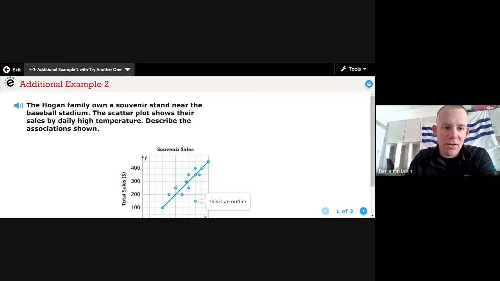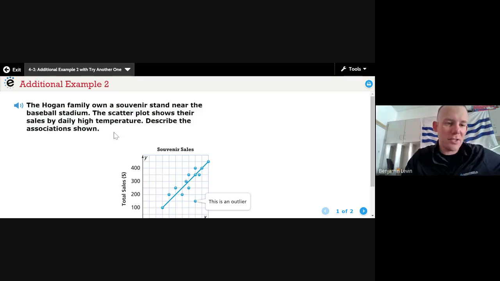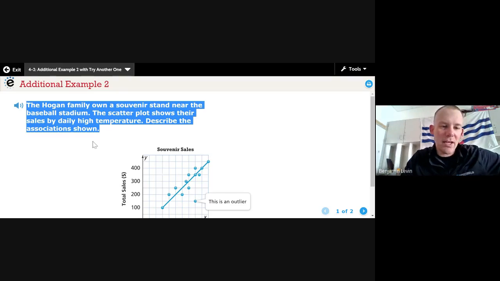And a lot of times I'll buy a water because they'll sell waters for like $1, and then you can take them in, and the waters inside the stadium are like $4, right? Because they gouge you. The scatter plot shows their sales by daily high temperatures. Describe the associations below. All right. So we look at this daily high temperatures.